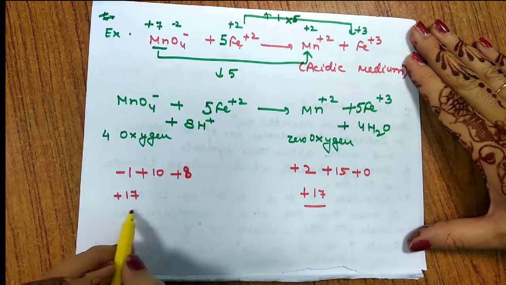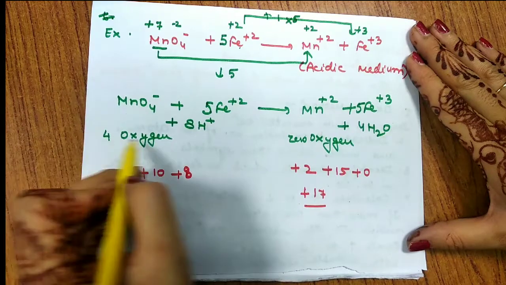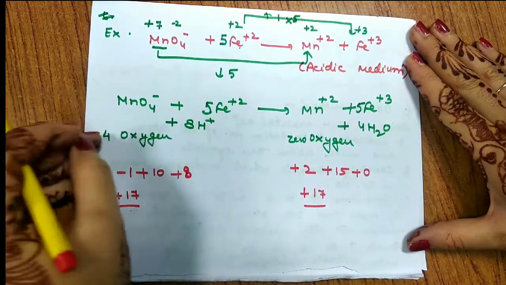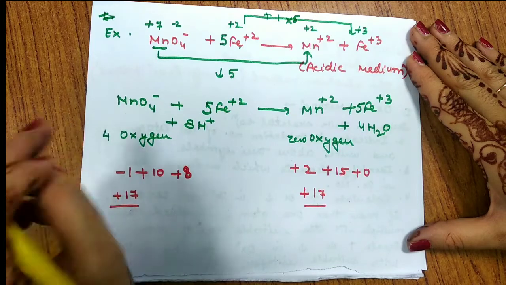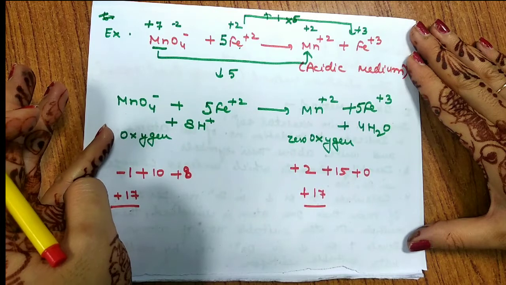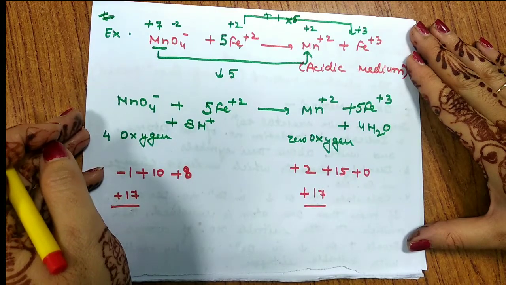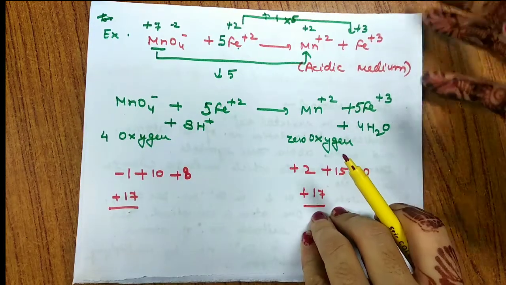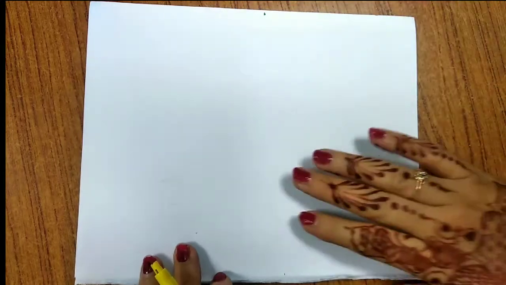So yes, we have the same charge on left and right side, so this is our final complete balanced equation. So our equation is balanced. So at the end, you definitely need to check with respect to atoms and with respect to charge. If it is balanced both ways, our equation is completely balanced. Clear? So let us discuss one more example.